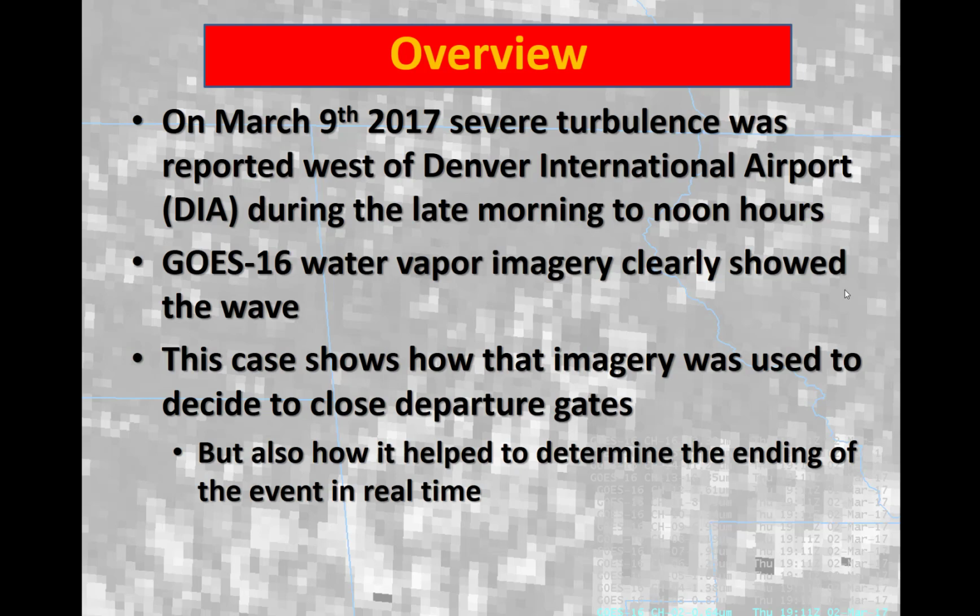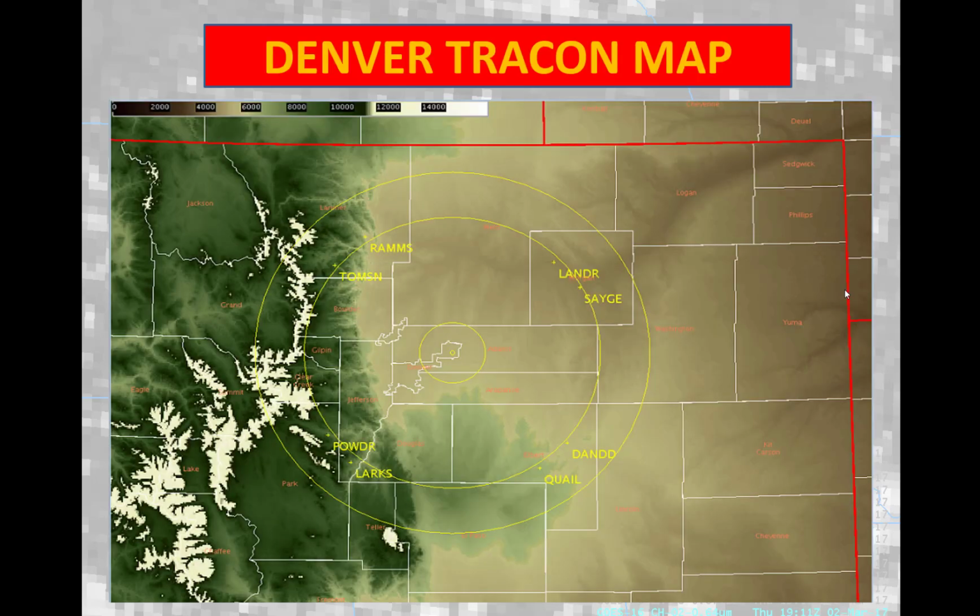This case shows how that imagery was used to decide to keep one arrival gate open, as well as to reopen the west departure gates. I'll get into that in just a moment. I believe that's on the next slide, as a matter of fact. But importantly, it shows how it can show the end of the event in real time.